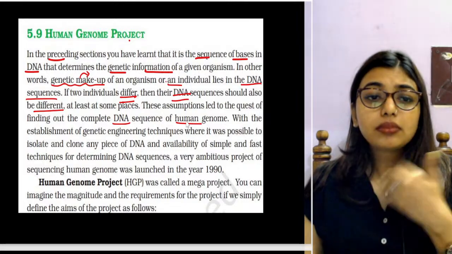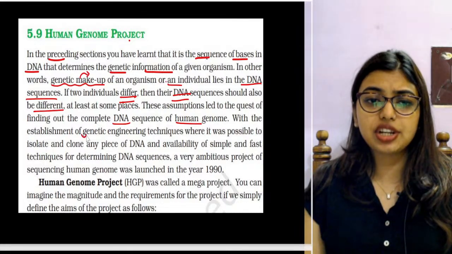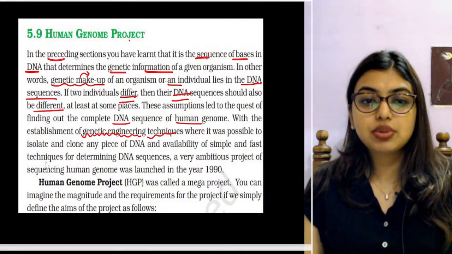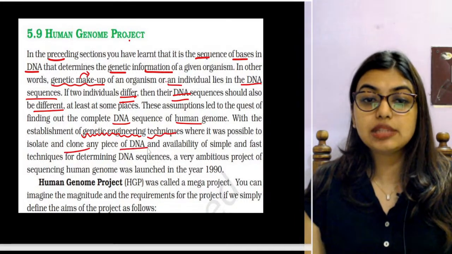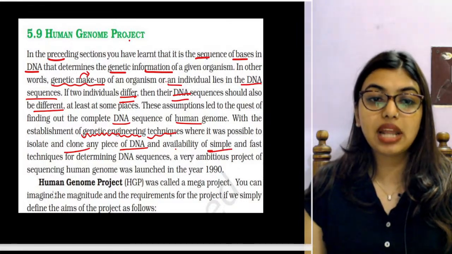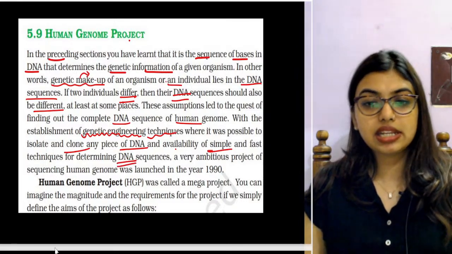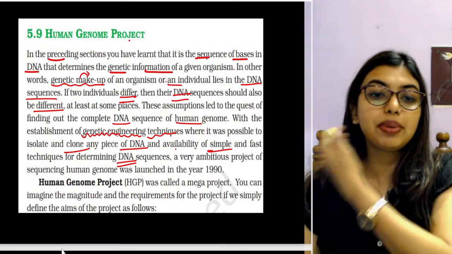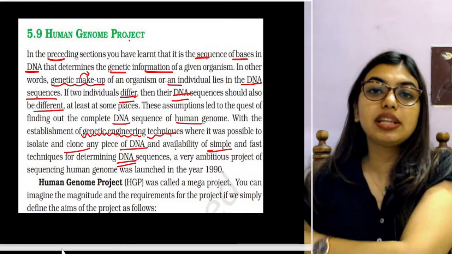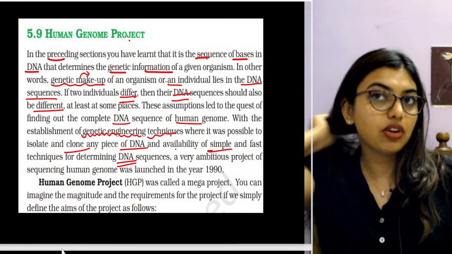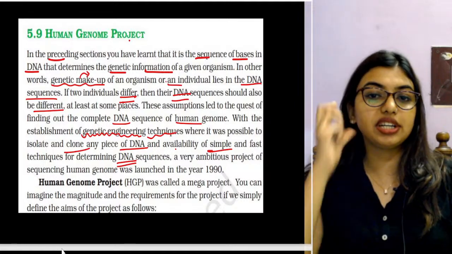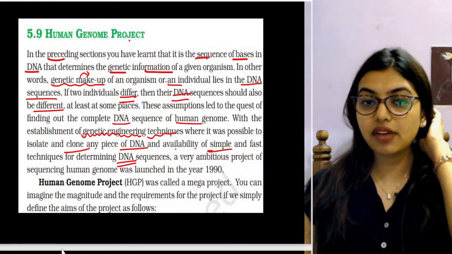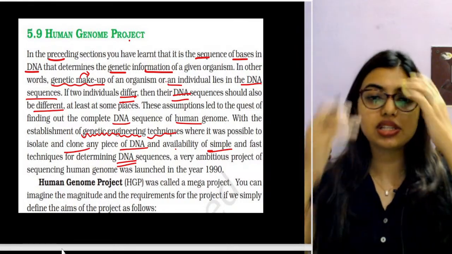Okay. With the establishment of genetic engineering, which right now you're studying with me in your biotechnology techniques, it was possible to isolate and clone any piece of DNA, and there was availability of a simple and fast technique of determining the DNA sequence. Yes or no, students? Right now we have learned all this in biotechnology, where we have a simple and fast technique to determine the DNA sequence, by the technique of genetic engineering. So it is possible to isolate, clone any piece of DNA, with availability of a simple and fast technique.